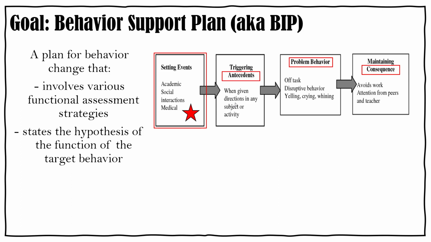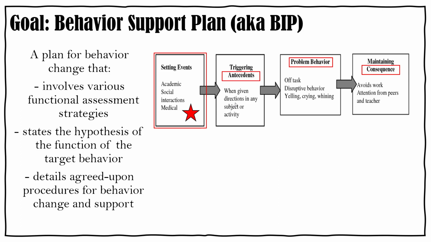After all these, from your function-based assessment, you should have had a hypothesis of the function of the problem behavior or the target behavior, or if you did a functional analysis, then you will know the function of the challenging or target behavior. And then you want to talk about the procedures for behavior change and support. So your main goal in a behavior support plan is to reduce a challenging behavior and increase a more appropriate behavior. So let's take this example.